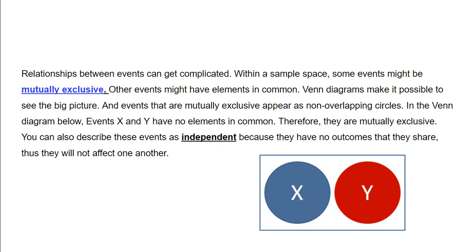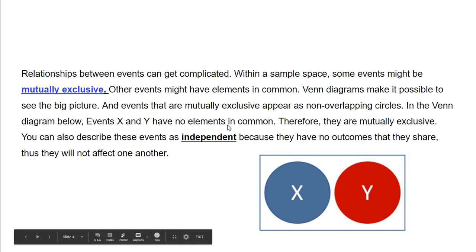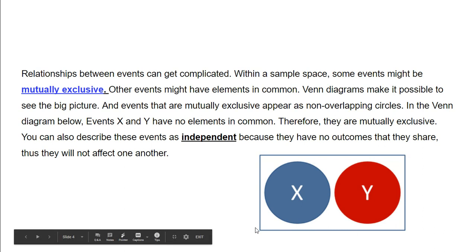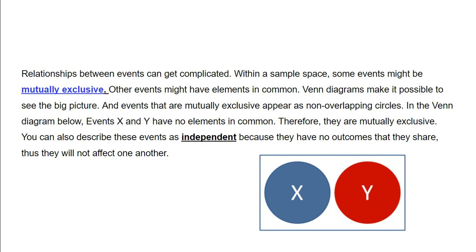It's really complicated sometimes when we deal with relationships. Some things could be mutually exclusive. When I say something is mutually exclusive, in layman's terms, I'm saying that those events have no elements in common. If you see two circles that are not touching each other at all, it should be like a light bulb going off in your head that those two events have nothing to do with each other. They don't have any outcomes that are the same.